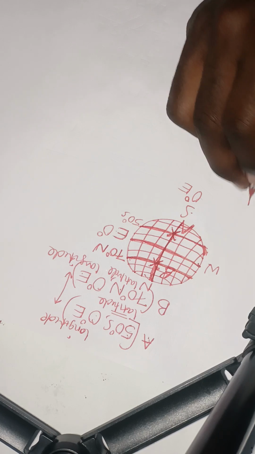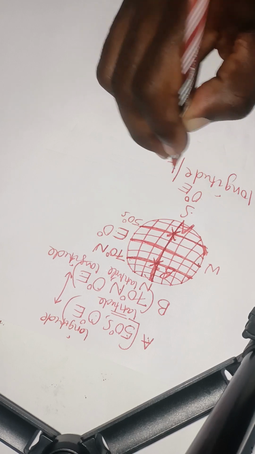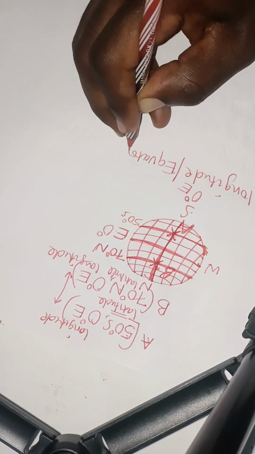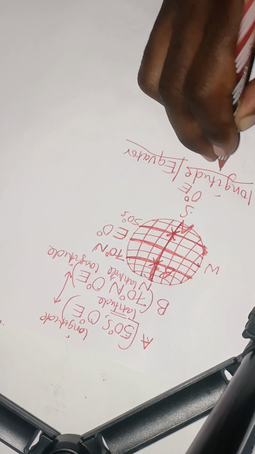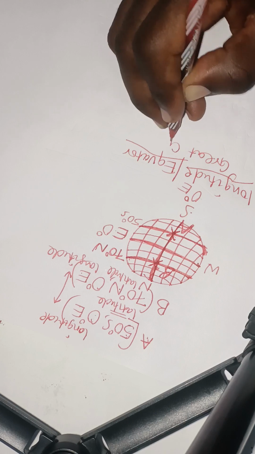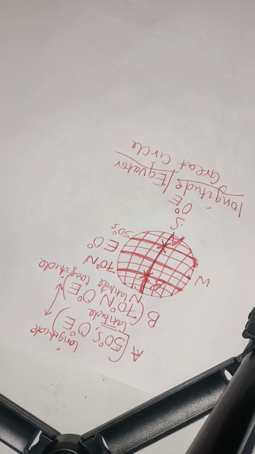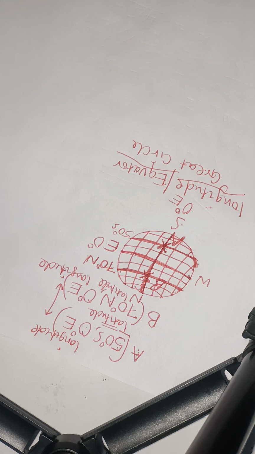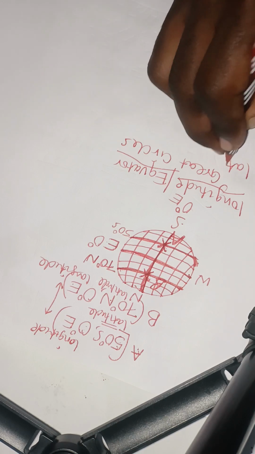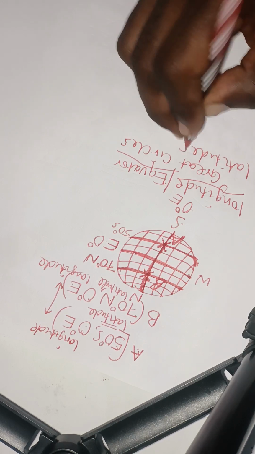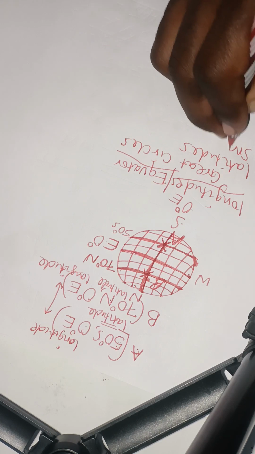So if points are found on a longitude or the equator, either found on a longitude or equator, the points are found on what you call a great circle. So the longitudes and the equator are referred to as great circles. Then if points are found on a latitude or on latitudes, then they are actually found on small circles.